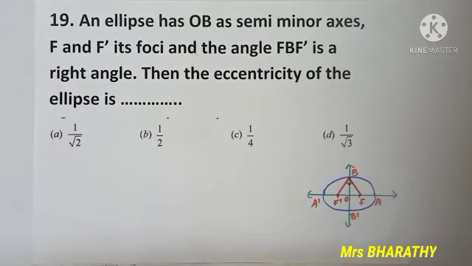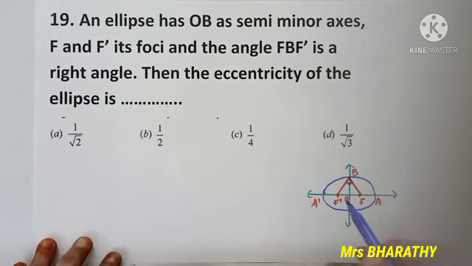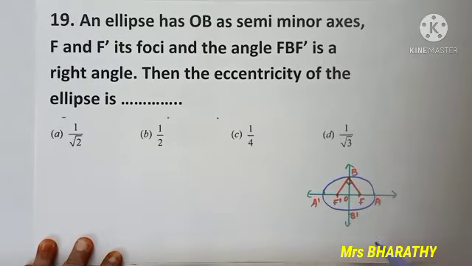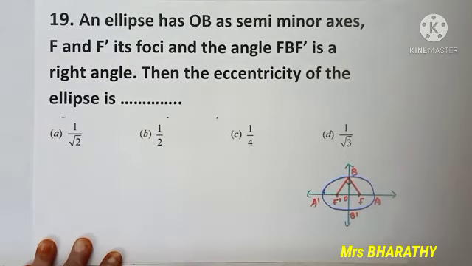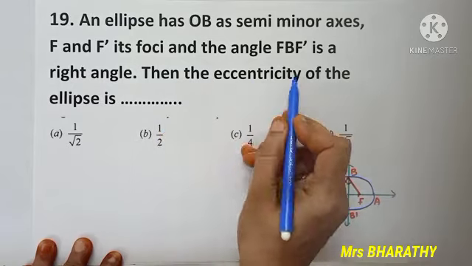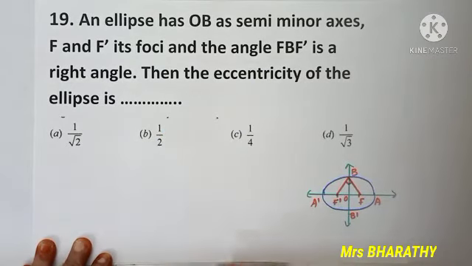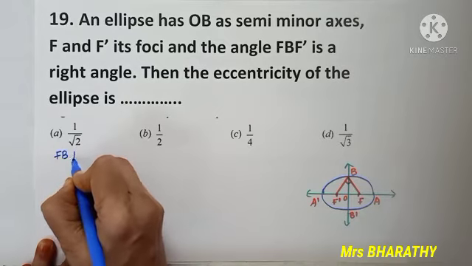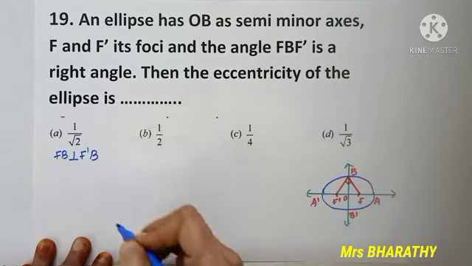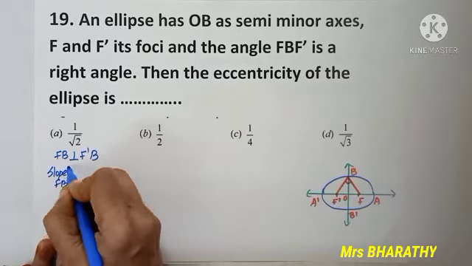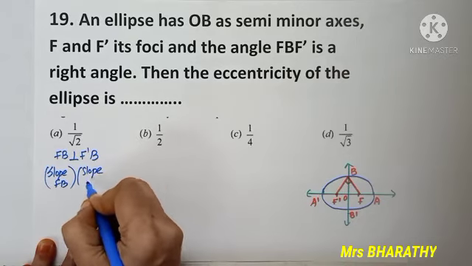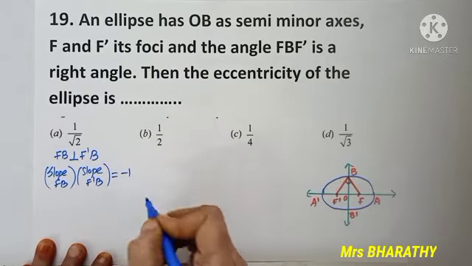Question number 19. An ellipse has OB as semi-minor axis. F, F dash are the foci. Angle FBF dash is a right angle. We need to find the eccentricity of the ellipse. Given FB perpendicular to F dash B, so we can say slope of FB into slope of F dash B equals minus 1.